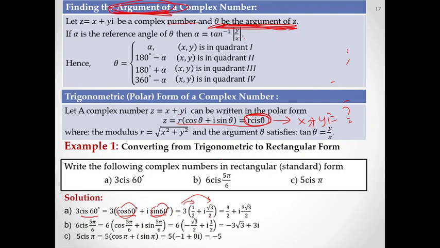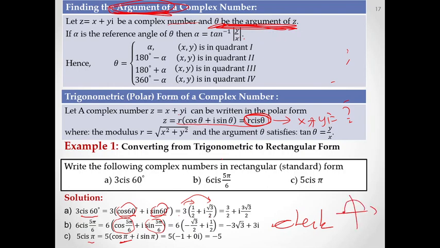Now you have to be careful about finding cosine 5 pi over 6 and sine 5 pi over 6 here. This is 150 degrees, and you have to use the reference angle. So I leave it to you. Please verify them, check them. And it's pi here, 180 degrees, and you know how to find that.